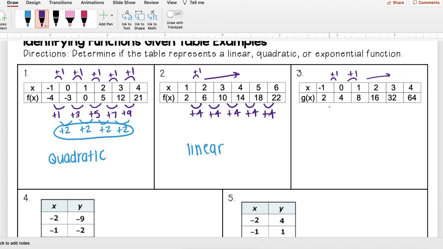And I see to get from 2 to 4, I multiply by 2. 4 times 2 is equal to 8. 8 times 2 is equal to 16. 16 times 2 is equal to 32. And so on. And so here, since I'm multiplying by the same number each time, it's going to be exponential. Another clue that it's going to be exponential is the fact that I got big so quickly. I started at 2, but then I ended at 64. When that happens, it's most likely going to be exponential.